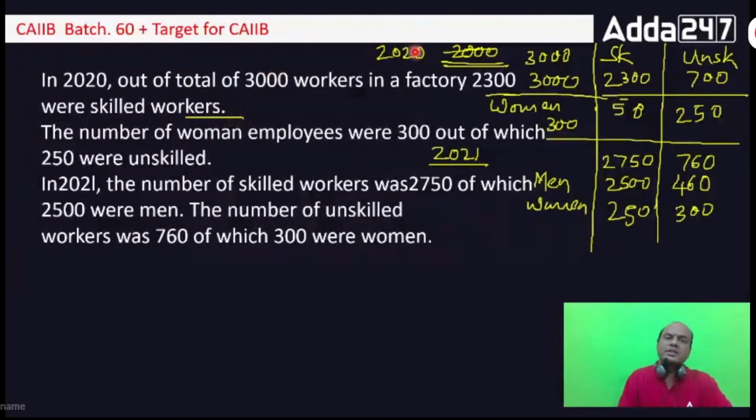See this. What is given for 2020? Total workers is 3,000, and 2,300 were skilled. So skilled and unskilled: 3,000 total, 2,300 skilled, so 700 are unskilled. The number of women employees is 300, out of which 250 are unskilled. I'll mark this 250 under unskilled. So 50 are skilled.